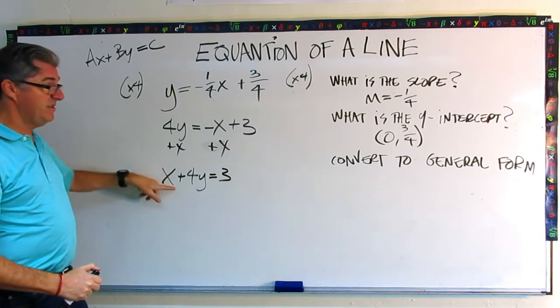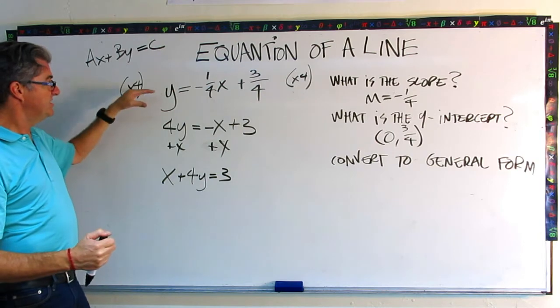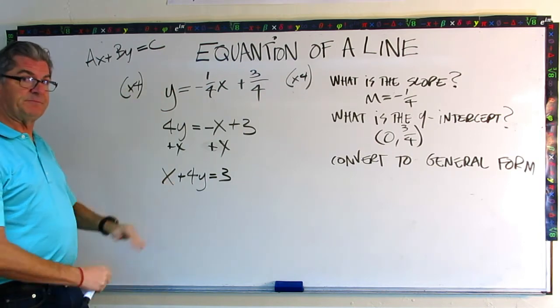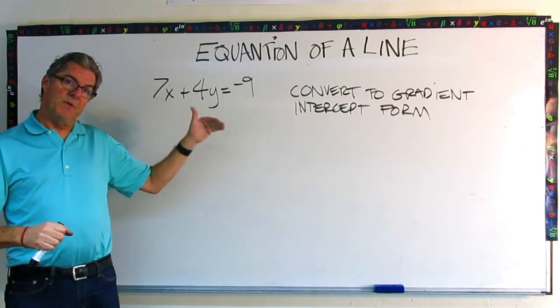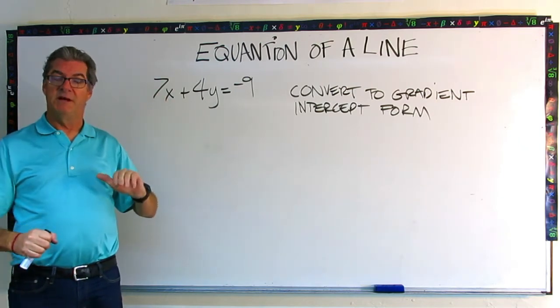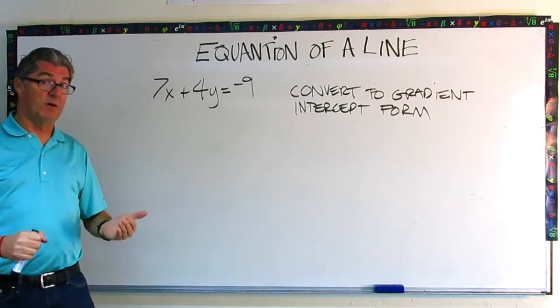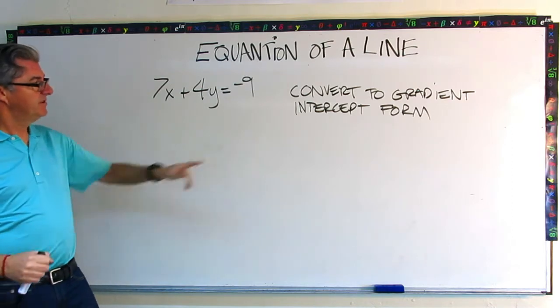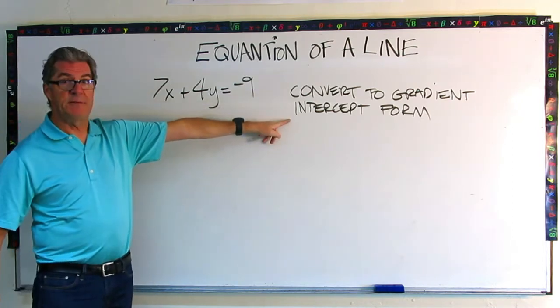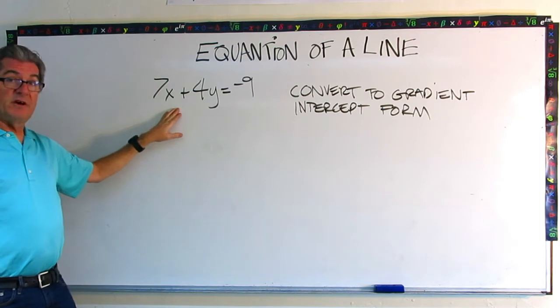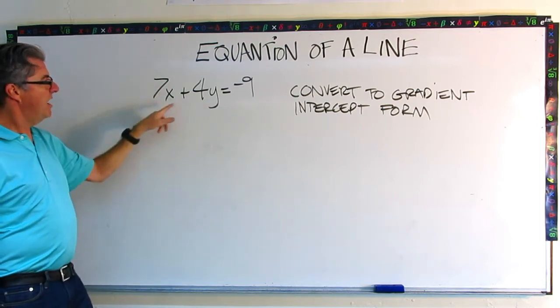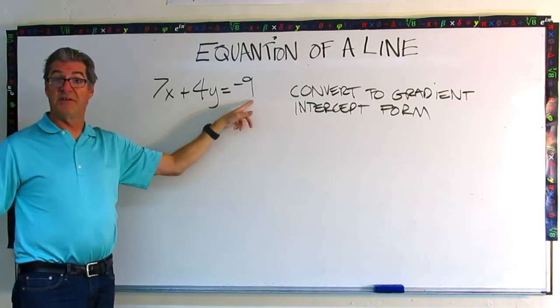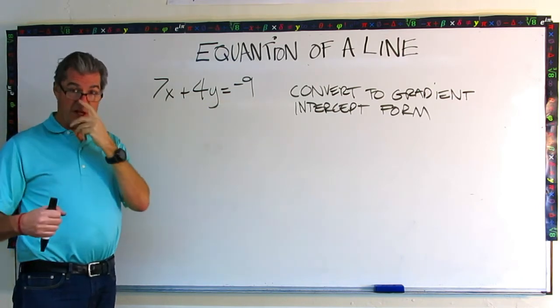If you graph either one of these, it's going to be the same line, just a different form for the equation. Okay, in that last screen, we converted from slope-intercept to general form. Now we're going to go from general form to gradient-intercept form. So here's your instruction, convert to gradient-intercept form. Here's our equation. You'll notice that's in general form. The x term is positive, the x and y are on one side, and the constant's alone on the other side. So we're there in general form.